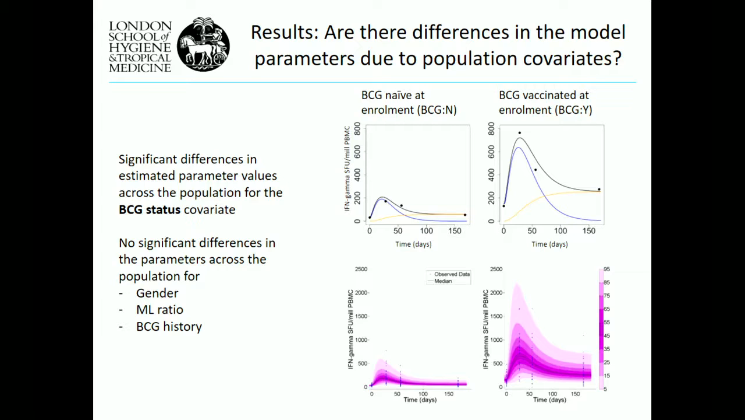If you look at the figures, the column on the left is for the BCG naive at enrollment. The top figure is, again, the mean population data for this subgroup. The right-hand column is for the BCG vaccinated at enrollment, and the top figure is for the mean population data. The bottom two figures are taking into account the variation in these subpopulations. As you can see, for the BCG vaccinated at enrollment, there is a lot more variation in the population, and the model has captured this.